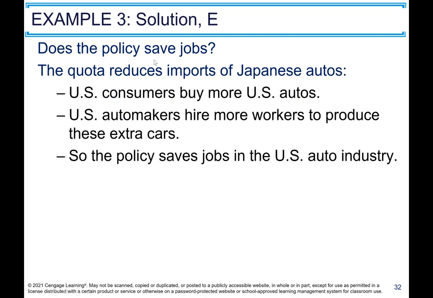Solution E. Does the policy save jobs? The quota reduces imports of Japanese autos. US consumers buy more US autos. US automakers hire more workers to produce these extra cars. So the policy saves jobs in the US auto industry.